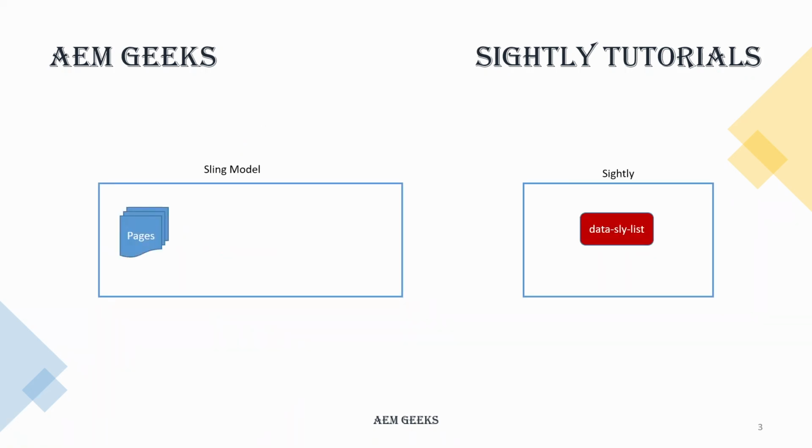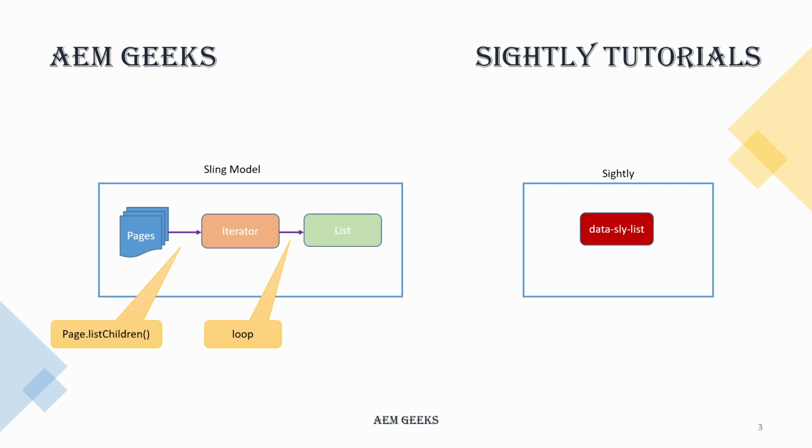Let's take an example. Suppose you want to iterate the child pages of a particular page, and then display that child pages information in Sightly. In that case, using listChildren, you will get the iterator of all the child pages. Then you will iterate that iterator object and keep those page objects inside a list, and then pass that list to Sightly. This is the typical use case.